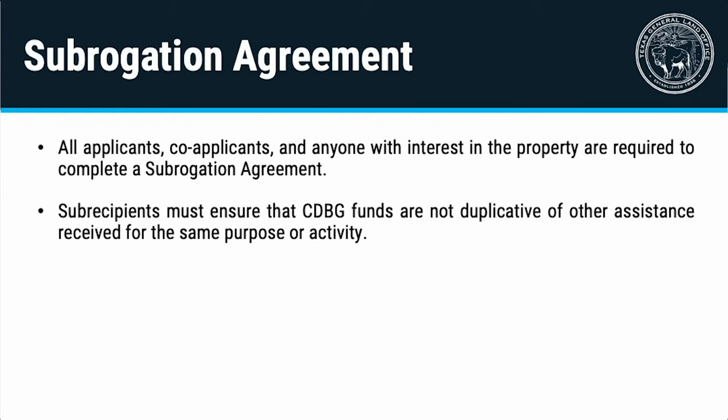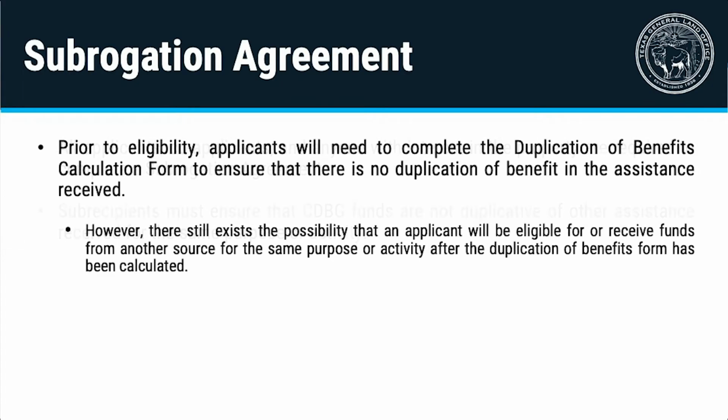Subrecipients must ensure that CDBG funds are not duplicative of other assistance received for the same purpose or activity. Prior to eligibility, applicants will need to complete the Duplication of Benefits calculation form to ensure that there is no duplication of benefit in the assistance received. However, there still exists the possibility that an applicant will be eligible for or received funds from another source for the same purpose or activity after the duplication of benefits form has been calculated.